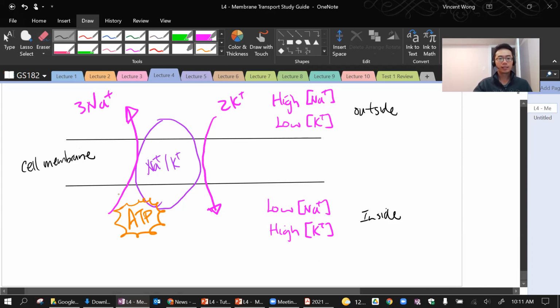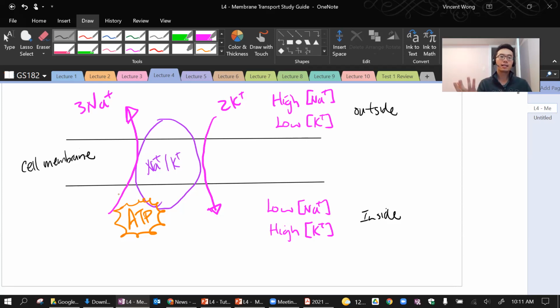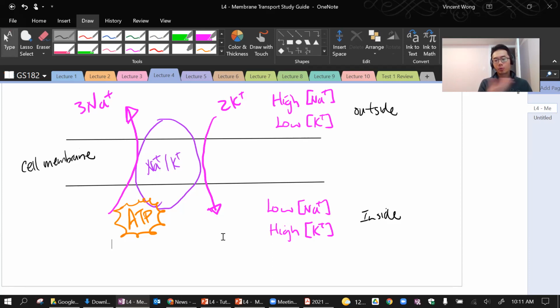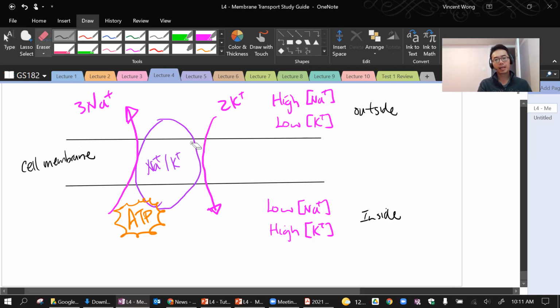That's basically the key idea of the sodium potassium pump. As to why we are pumping sodium out and potassium in, it turns out your neurons rely on this pump to function, and you will learn all about it next semester. But that's basically what you have to know for the sodium potassium pump.